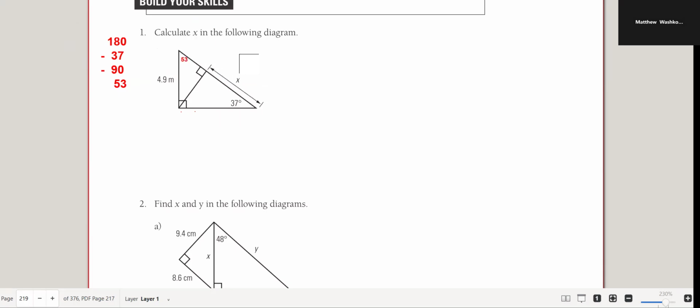Here, so let's erase all this and let's actually start with that. We're going to do that plan. So I know this angle is 53 and I know this one's 37.